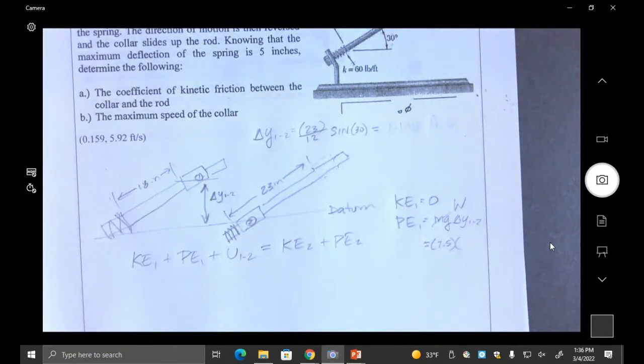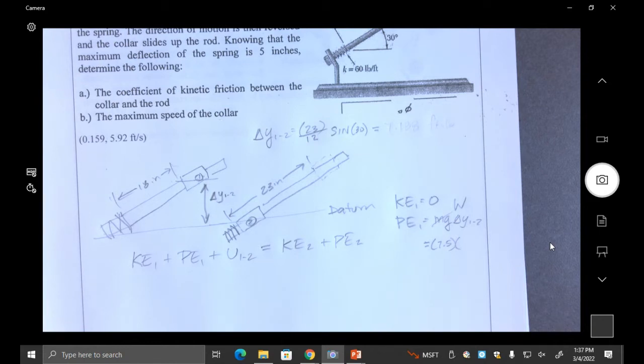I say they. Could we have made our datum at the 18-inch mark, so it would have been like 18/12 sine 30? Sure, but then it would have moved down another 5 inches when it compressed the spring, right? So if we wanted to know the speed just before it hit the spring, maybe that's the place we would do it. But because we were going to go all the way down to where the spring gets compressed, we're going to go for that.